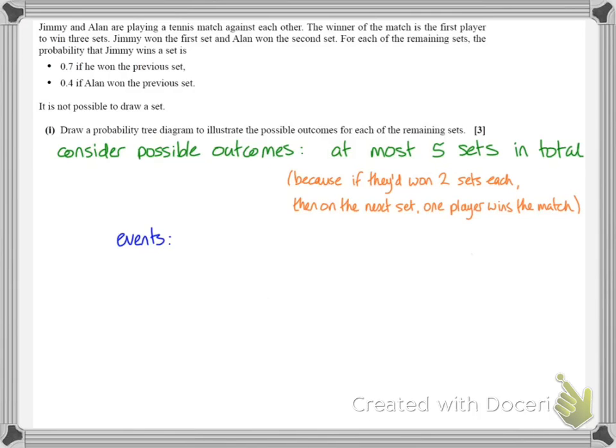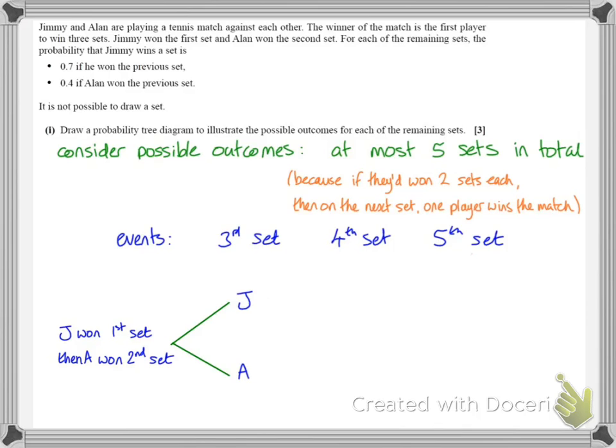So if we set up our tree diagram thinking about the events, well, the first 2 events have already happened. We were told that Jimmy won the first set and Alan won the second set, so that's things that have already gone on. The bit we're interested in is what happens next. So we want to know about the 3rd set, the 4th set and the 5th set. So we can begin to set up a tree diagram.